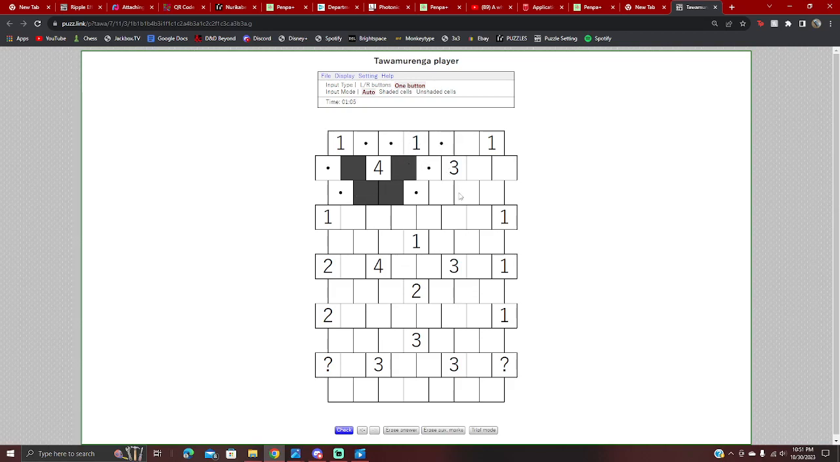These 2 can't be shaded. Same logic we talked about over here. If this is shaded, then this would have to be shaded, and then it would break the 1 clue, so this can't be shaded. This 3 clue only has 3 cells that it can be adjacent to. This 1 clue is complete. This can't be shaded because then we'd have a consecutive run.